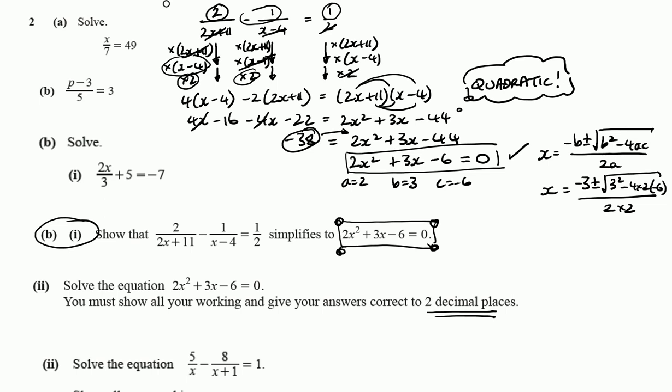So I'm going to go ahead and type that into my calculator. When I do that, I'm going to get two solutions. When I round those to two decimal places, I'm going to get x equals 1.14 and x equals minus 2.64. And that's the answer to part B. The next question will be dealt with in the next video.